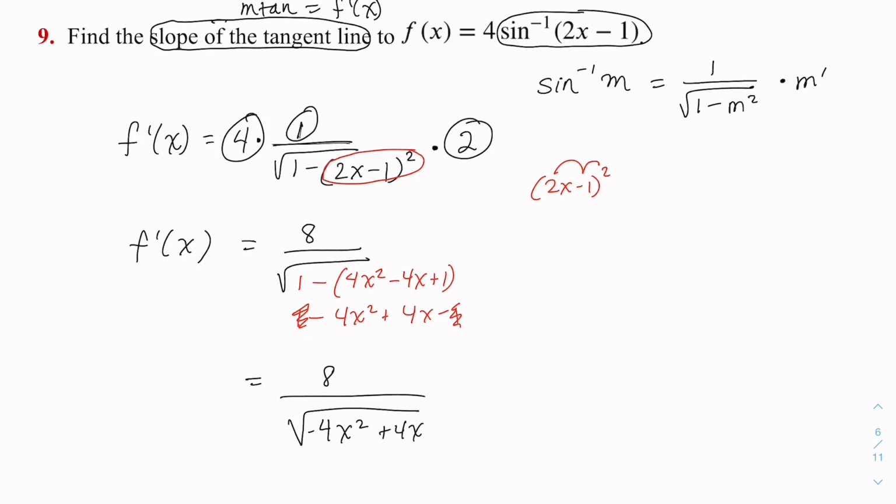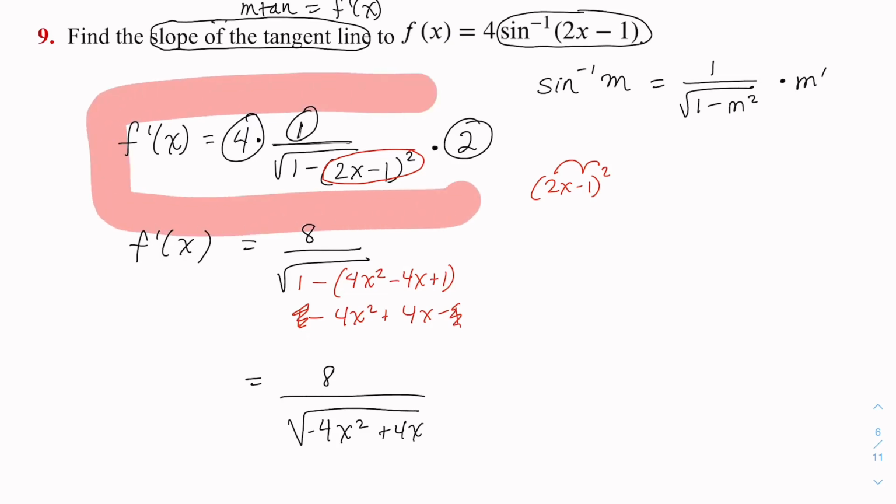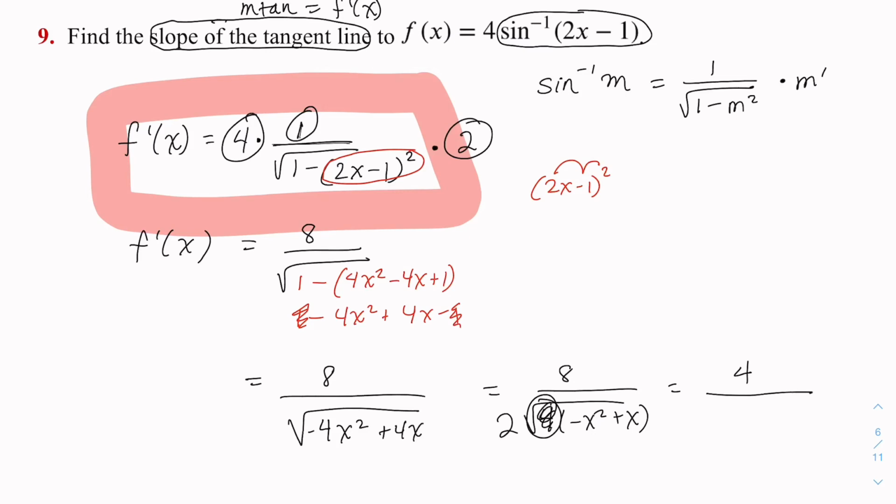Now, since we're doing an FRQ, you really could have stopped here. But I just want to show you how we could simplify this. We could factor out a 4. Left with negative x squared plus x. And then the square root of 4 becomes a 2 on the outside, leaving me with 4 over square root negative x squared plus x, because the 8 and the 2 can cancel.